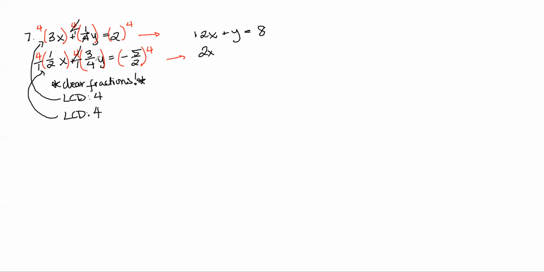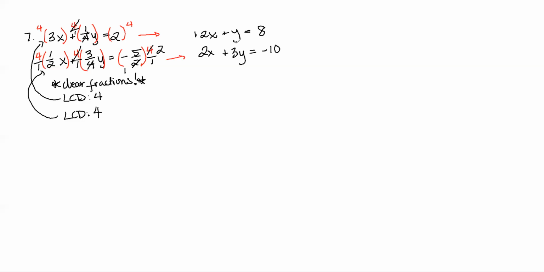Second one here, the 4's cancel, so we get 3 over 1 y, or 3y. And with this last one here, I'll write this one out. 2 and 4 reduced to a 1 and a 2. -5 times 2 is -10. All right, so now we have two new equations that are the same. They're just multiplied by 4, which still holds the equality. So now we can go ahead and start using substitution.